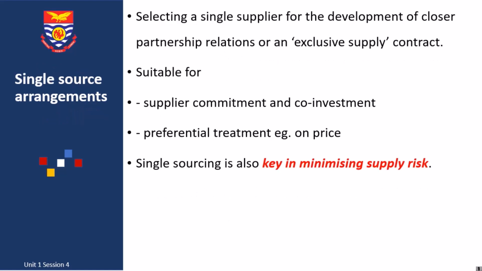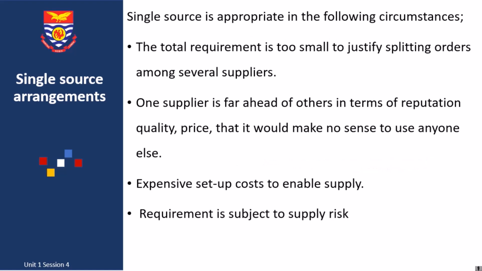Then we move on to single sourcing arrangement. This is where you focus your relationship, your resources and your efforts on just a single supplier, and it is suitable for supplier commitment and co-investment. It is suitable for when you want preferential treatment, especially on price. It's also suitable to minimize supply risk. It's appropriate when the total requirement is too small to justify splitting orders among several suppliers.